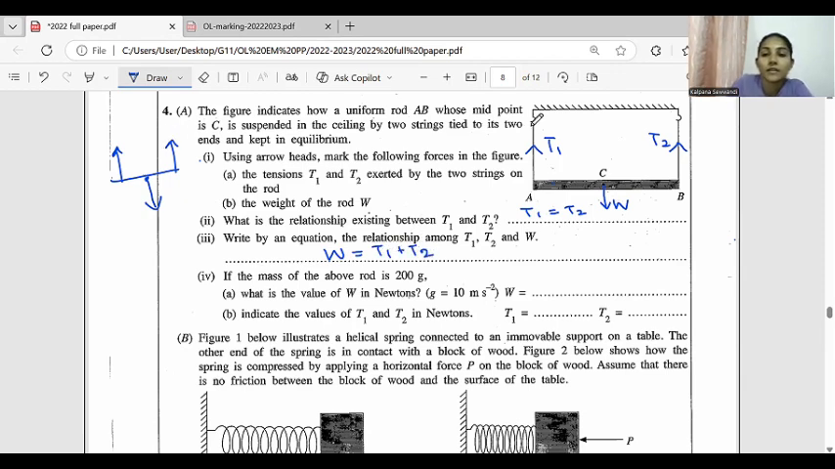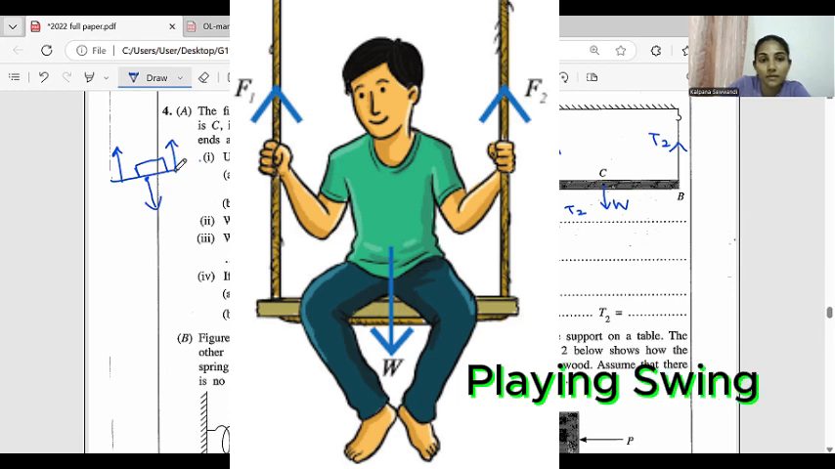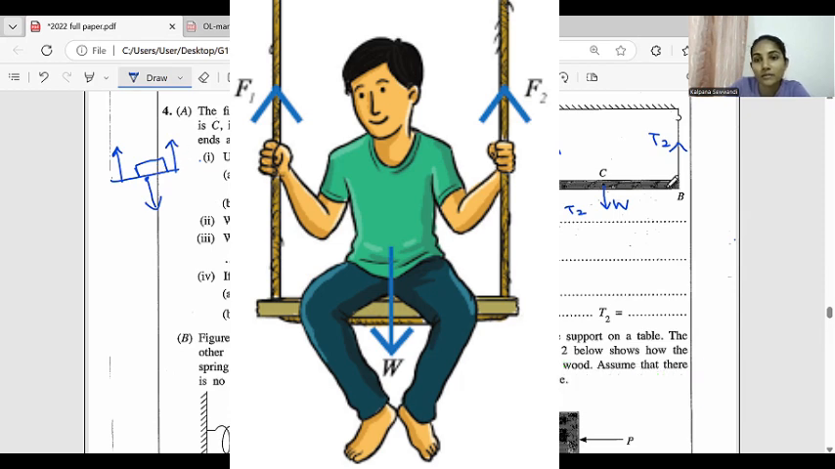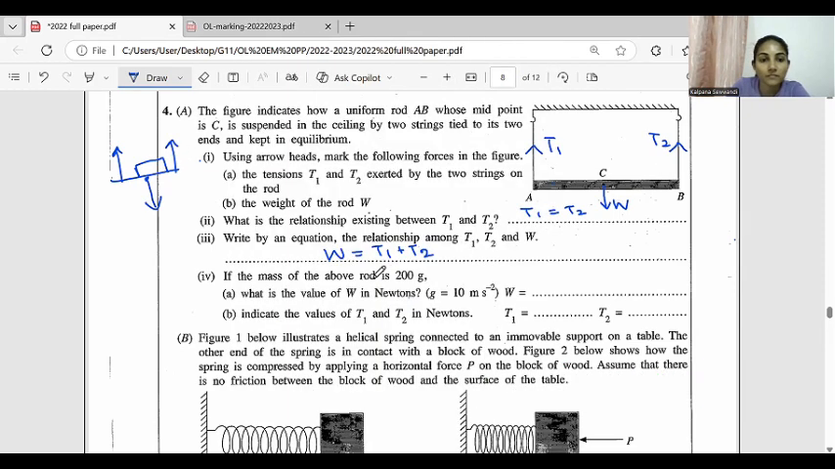So a swing is an example for the equilibrium of a body under three coplanar parallel forces. When we are playing on a swing, the forces are exerted like this.